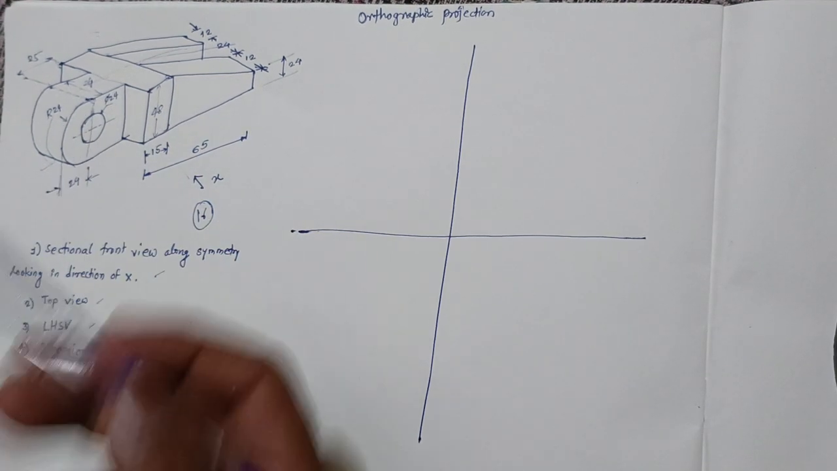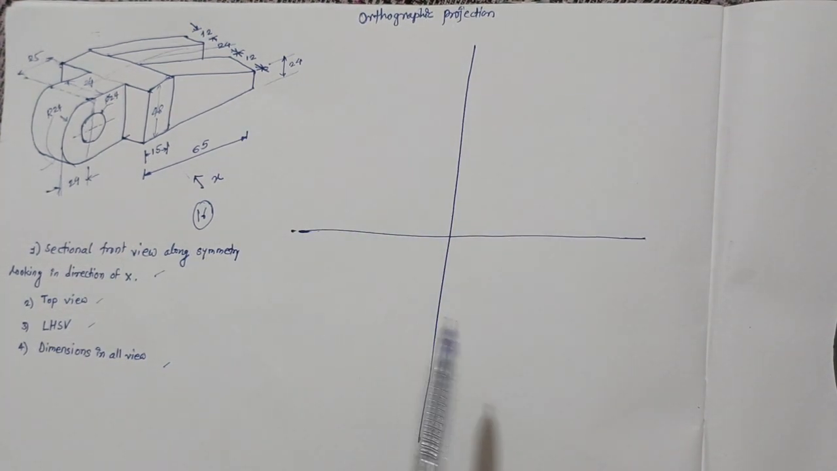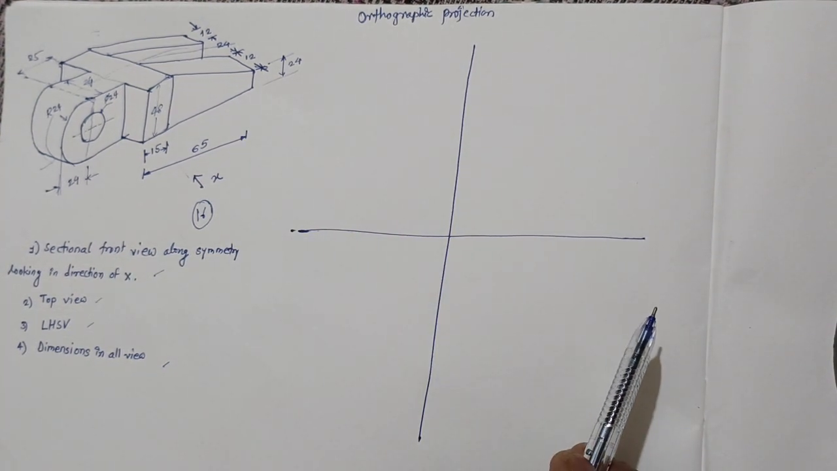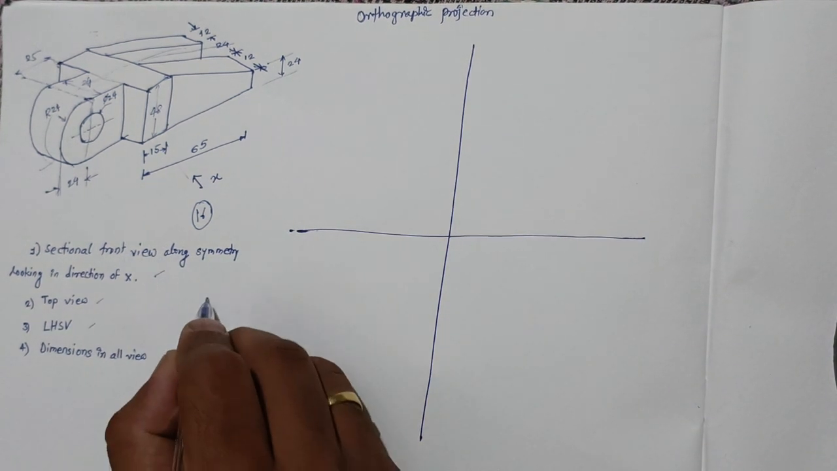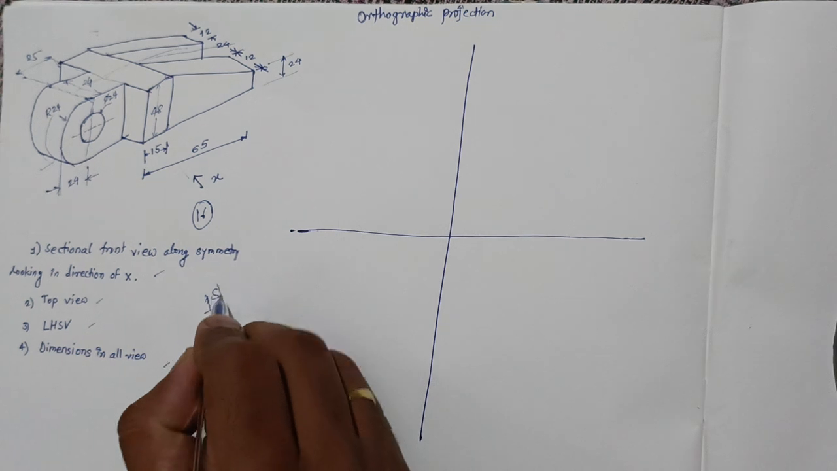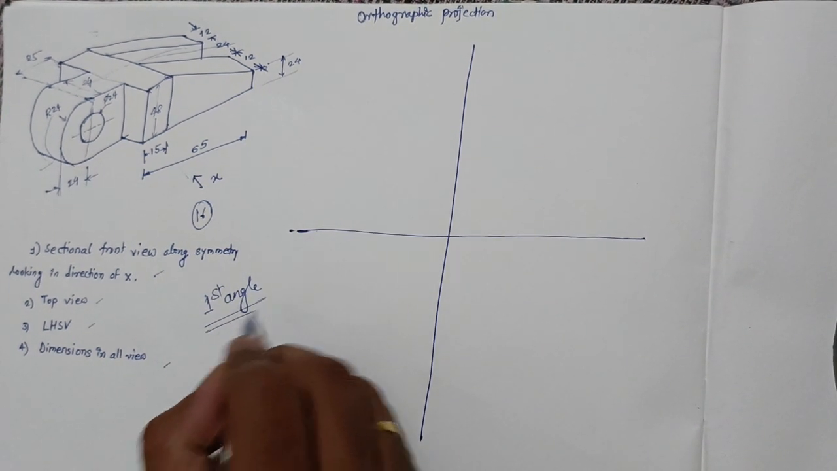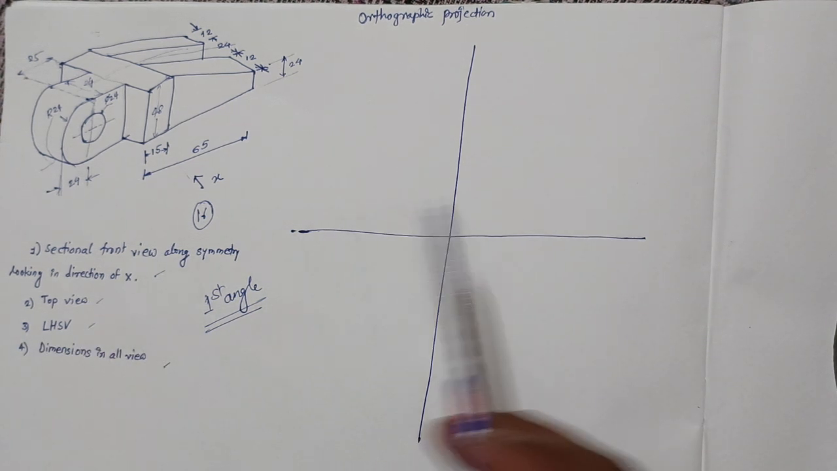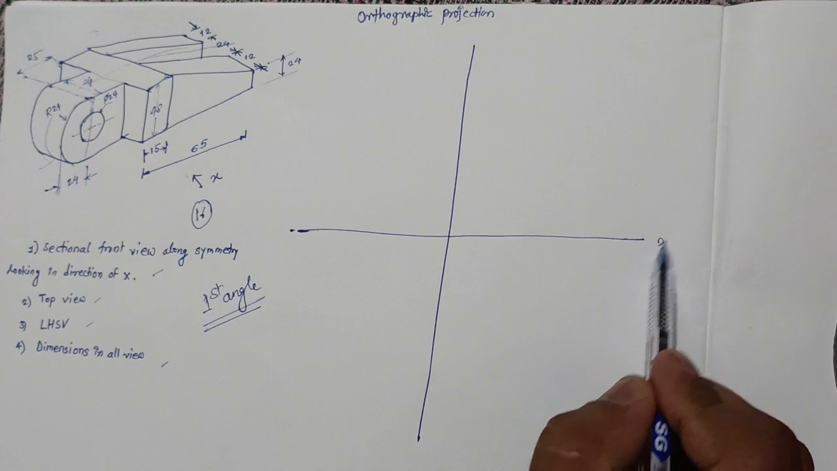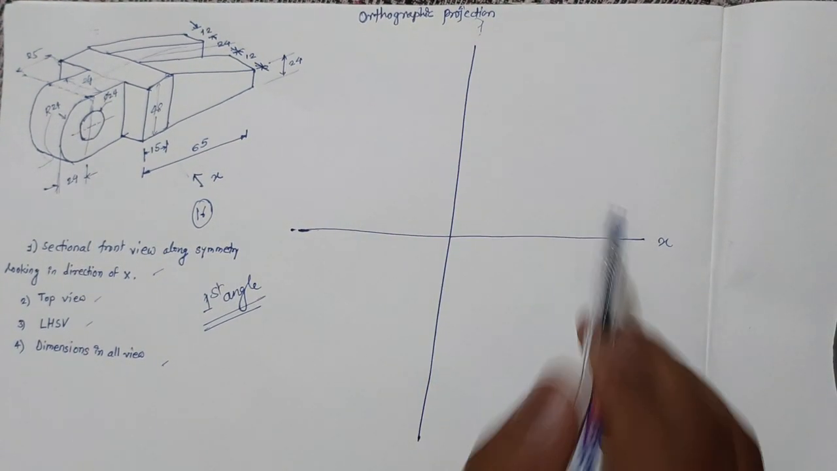Before starting the actual drawing, the very first important thing is that this is asked with the help of the first angle method. So by default the front view will be drawn above the x-axis and y-axis, right? So the front view will be drawn above the x-axis.